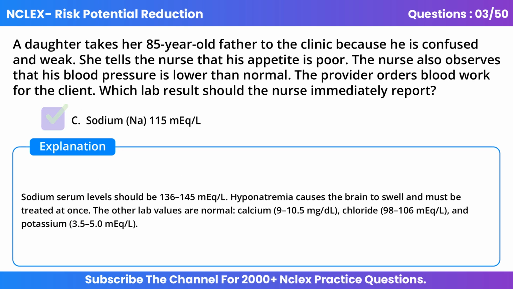Sodium serum levels should be 136 to 145 mEq/L. Hyponatremia causes the brain to swell and must be treated at once. The other lab values are normal: calcium 9 to 10.5 mg/dL, chloride 98 to 106 mEq/L, and potassium 3.5 to 5.0 mEq/L.